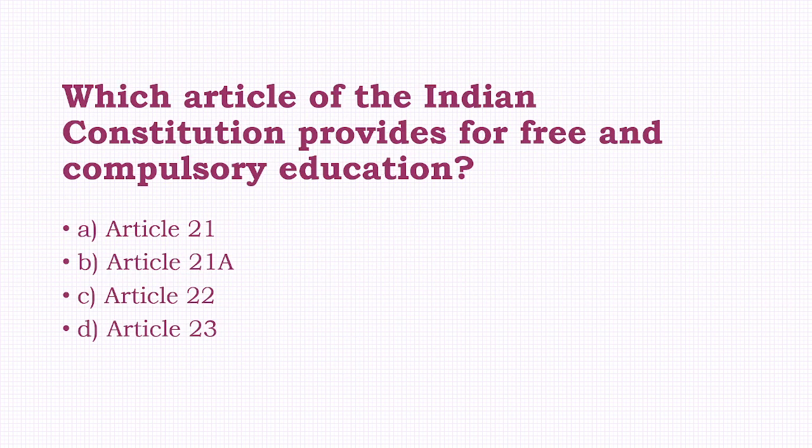Which article of the Indian Constitution provides for free and compulsory education? Option Article 21, Article 21A, Article 22, Article 23. Answer of this question is option B, that is Article 21A.